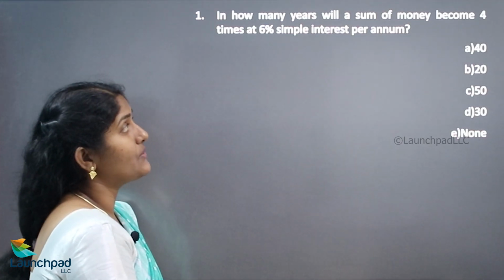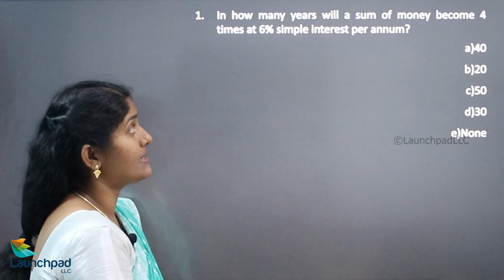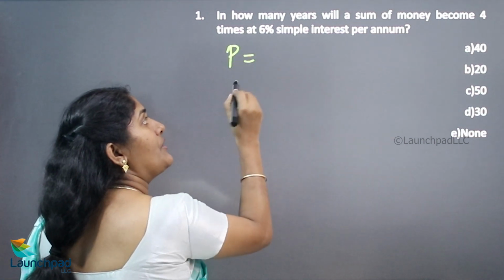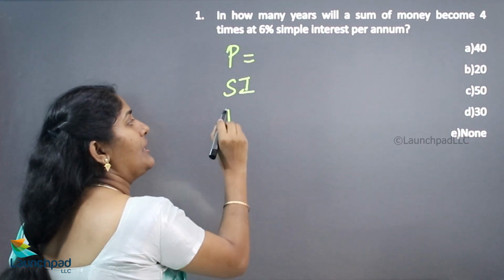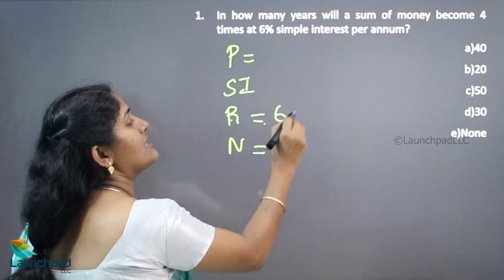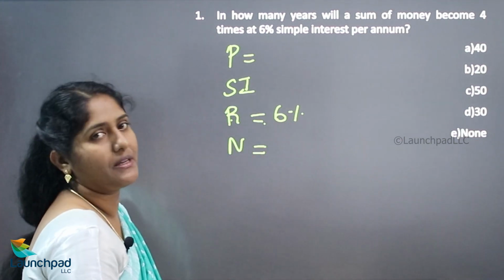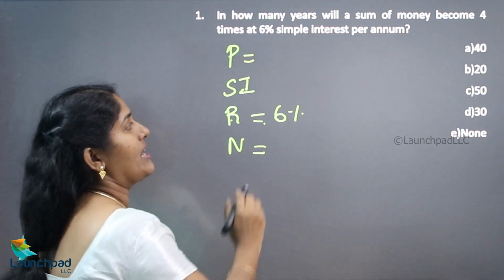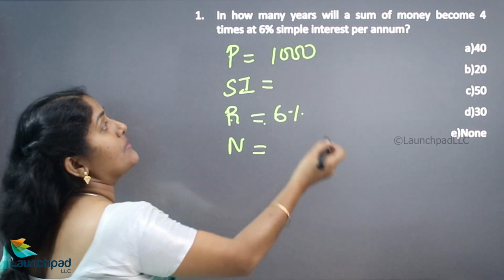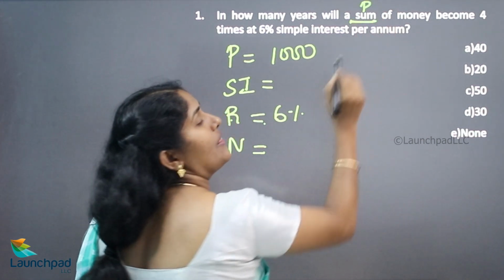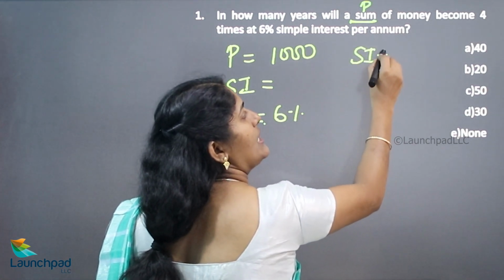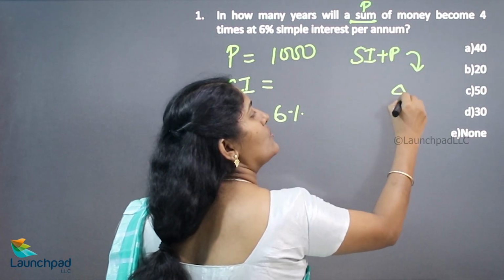In how many years will a sum of money become 4 times at 6% simple interest per annum? We don't know the principal amount, the SI amount, or the number of years. We have only one idea, that is 6%, the simple interest rate. We can consider one example. If I take 1,000 rupees as the principal, and the principal becomes 4 times, at the end of maturity it becomes 4,000.